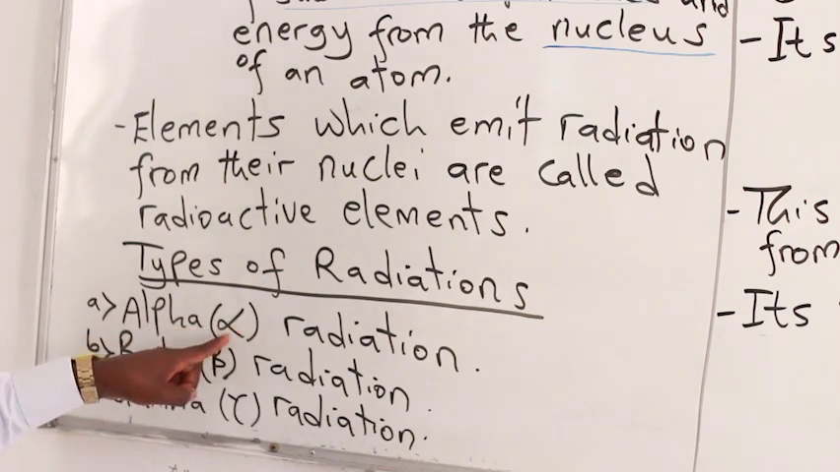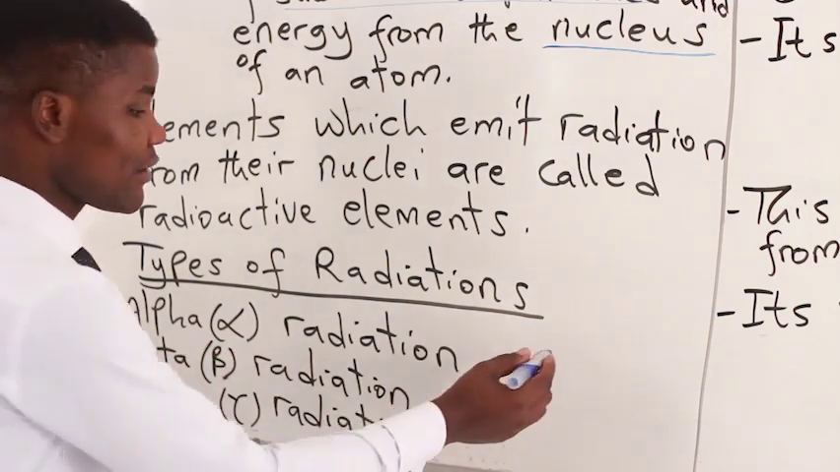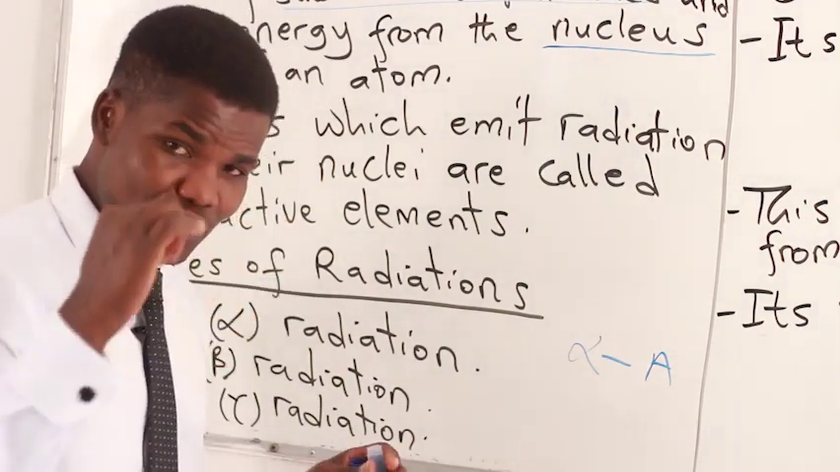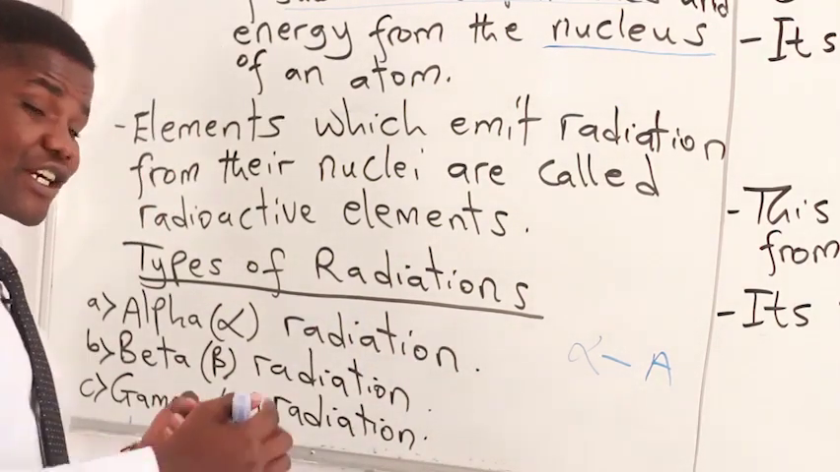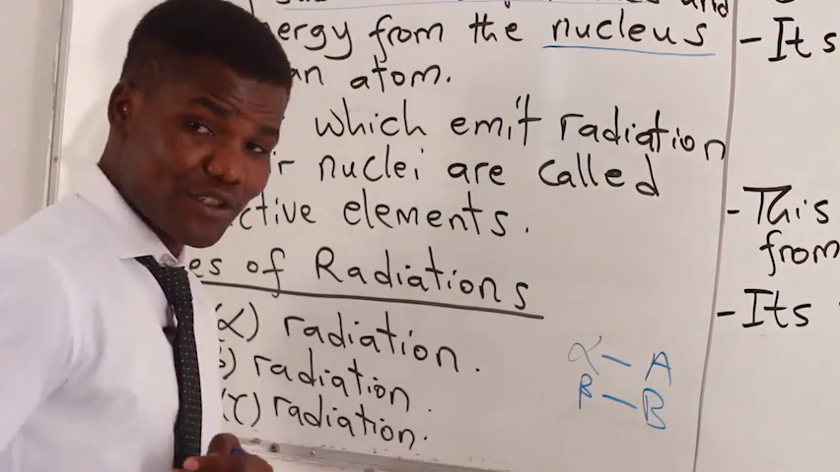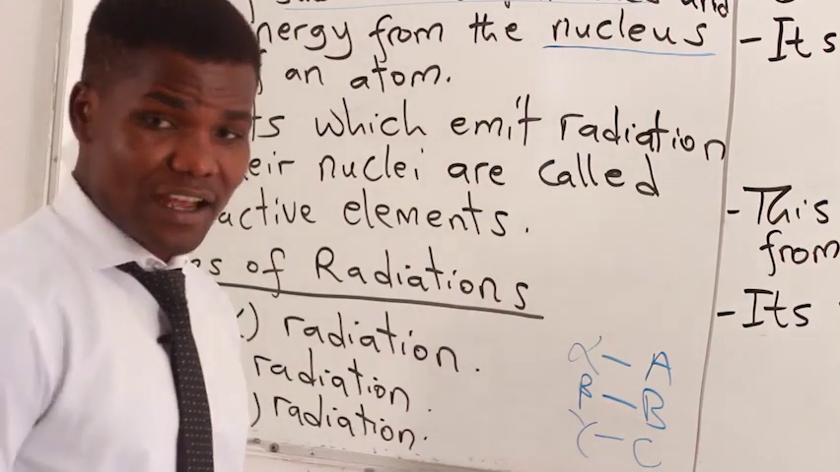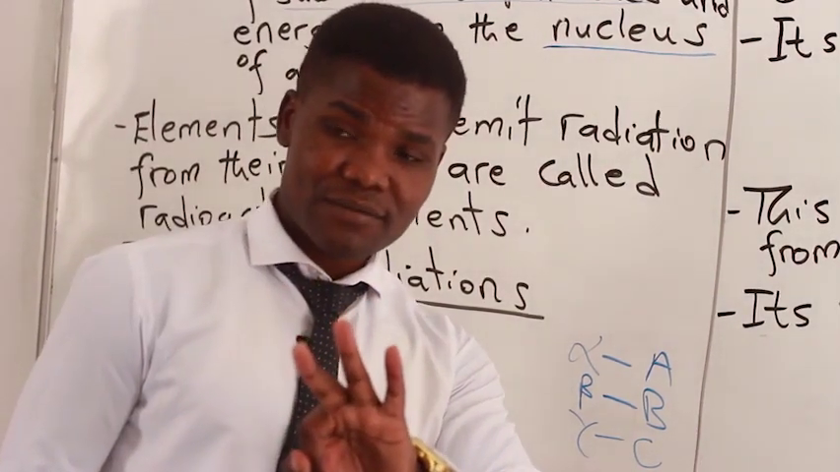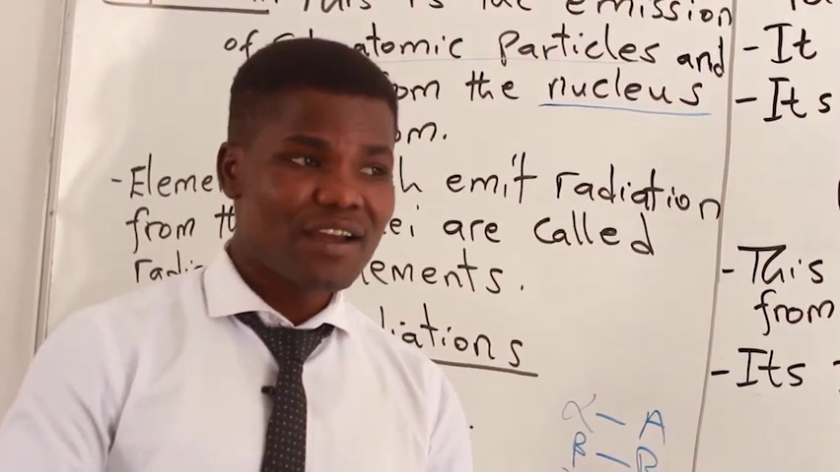Alpha, this symbol, is a Greek word which means first. Translated to English, it is A. Alpha is the same as A, the first radiation to be discovered. The next one to be discovered was beta, which in English is just B, the second one. And then we have gamma as the third and last one in Greek. So what you need to recap here is that there are three types of radiations: alpha, beta, and gamma radiations.